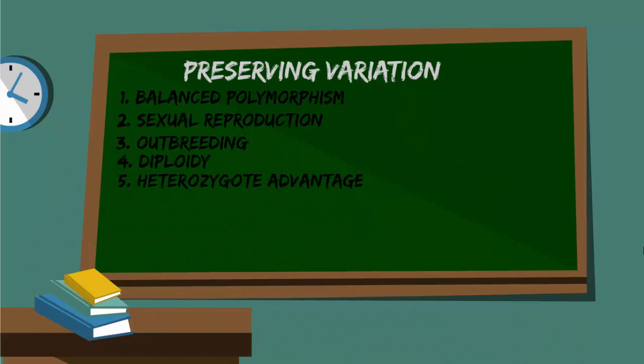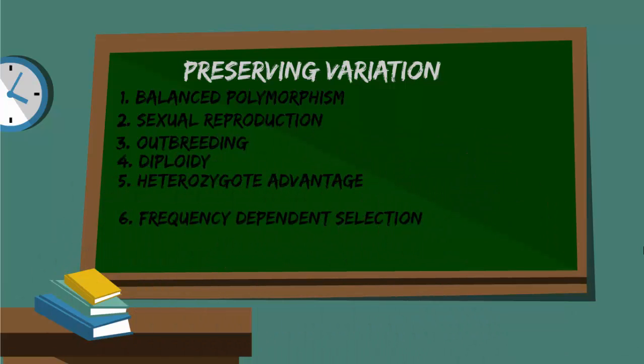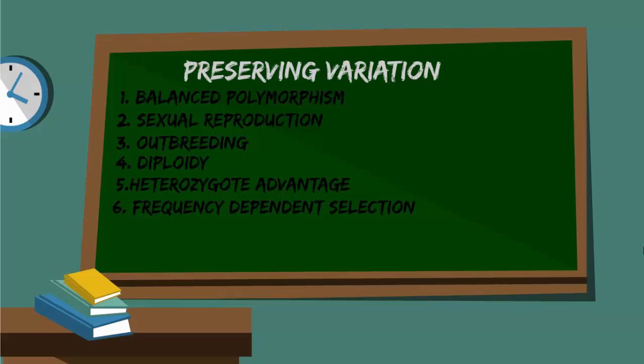Heterozygote advantage preserves multiple alleles in a population. It is a phenomenon in which the hybrid individual is selected for because it has greater reproductive success. Frequency-dependent selection is another mechanism that preserves variety in a population. This acts to decrease the frequency of the more common phenotypes and increase the frequency of the less common ones.